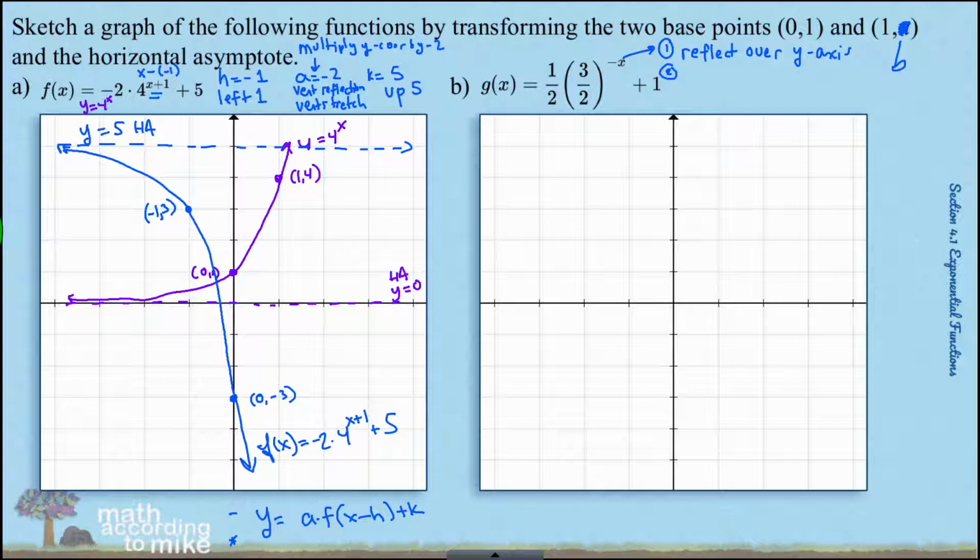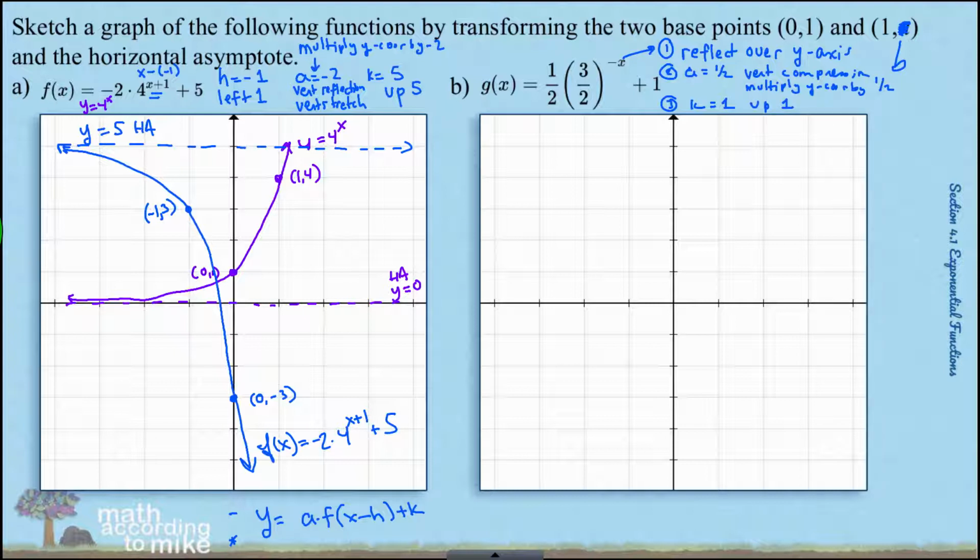A is 1/2. Because A is 1/2, this will be a vertical compression. And you could also say multiply y coordinates by 1/2. And K is 1 because that's what you're adding to the function. And as you might guess, that means up 1.